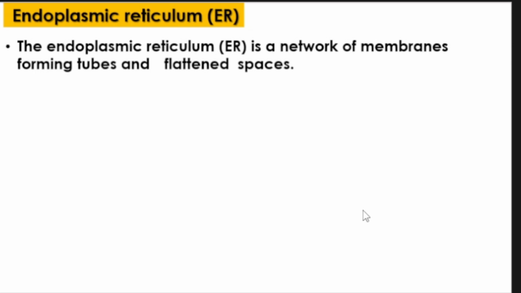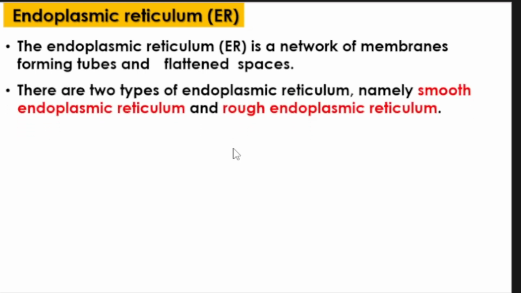It is a network of membrane, which means that the membranes fold themselves in a way that they form a network, like a rod. They connect to each other, and when they connect to each other, they form a connection throughout. Those become like tubes, flattened tubes. And we should know that there are two types of endoplasmic reticulum, namely the smooth endoplasmic reticulum and the rough endoplasmic reticulum.